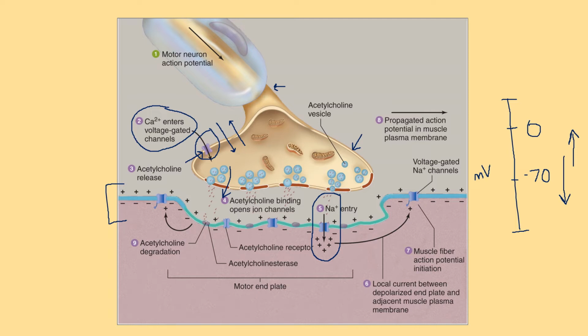The answer is this one. When sodium flows into the muscle cell at the neuromuscular junction, there's a local depolarization. The inside of the cell becomes less negative because there's this influx of positive particles, positively charged sodium ions.